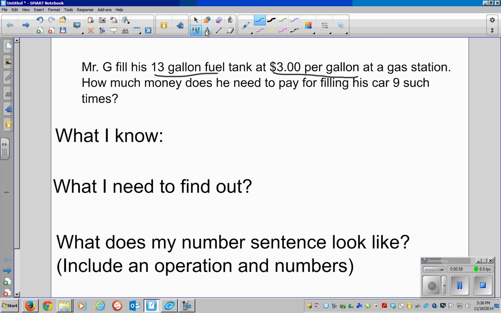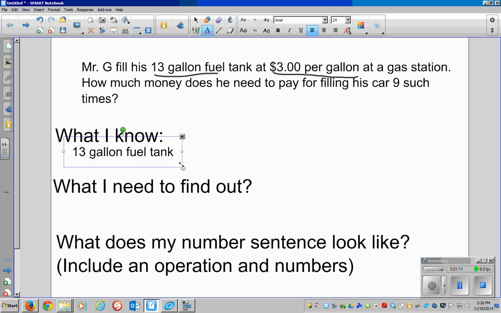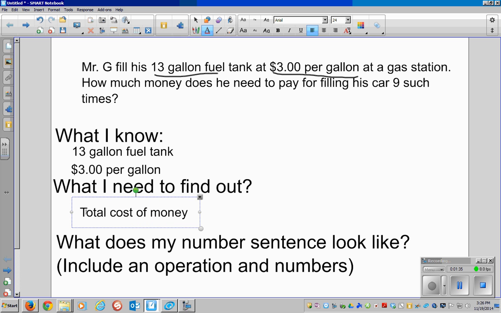So again, I know I have a 13-gallon fuel tank, and I know it costs a certain amount, $3 per gallon, for every gallon of fuel. And what is it I need to find out? Total cost of money for filling the car nine times. So I have a good idea now of what I know and what it is that I need to find out.